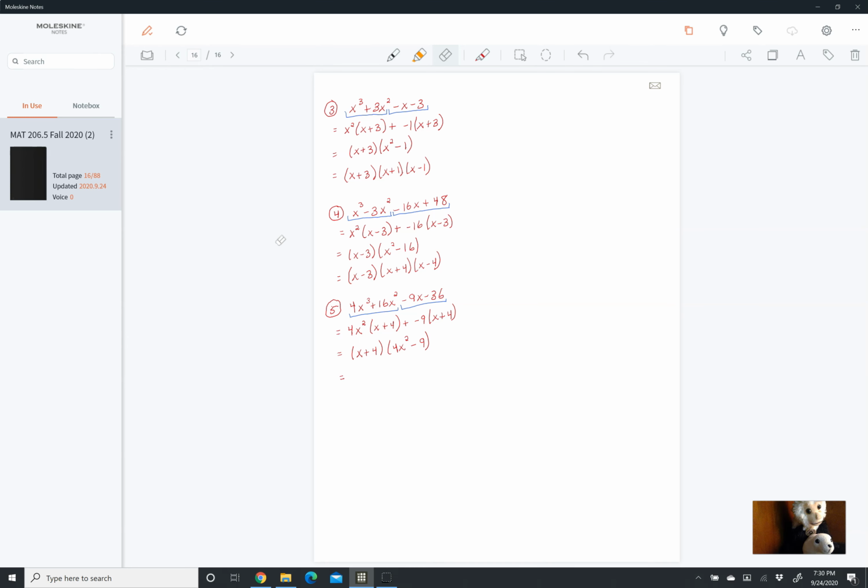And once again, you're going to look to see if we have a difference of squares. So the x plus 4, it doesn't have any squares. So we're not going to be able to use difference of squares there. This second term we can, this 4x squared minus 9. 4x squared is a perfect square. It's 2x. So we have 2x plus 3 and 2x minus 3. Okay. So this is factor by grouping. That's it.